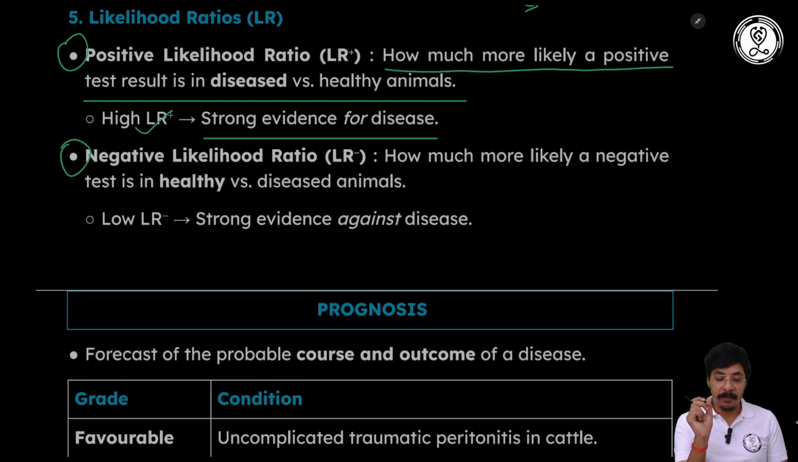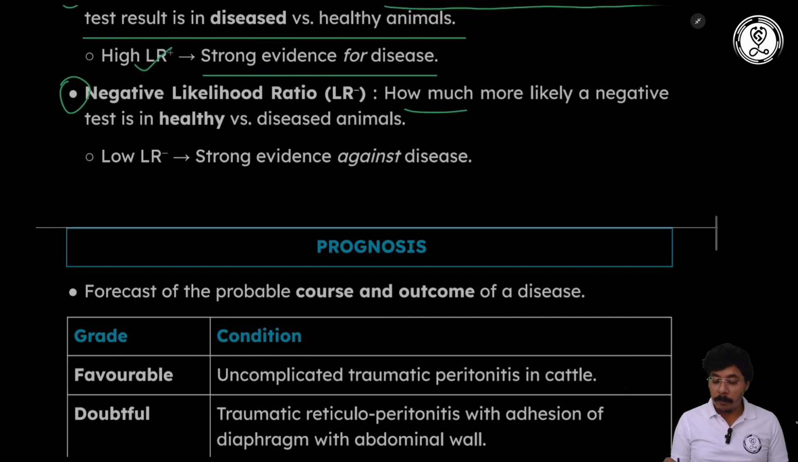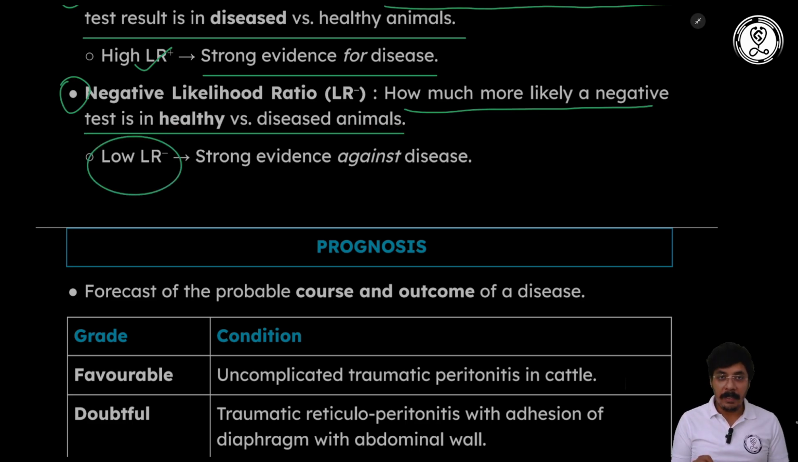In the case of the negative LR, it tells you how much more likely a negative test is in healthy versus diseased animals. A low negative LR means that the diagnostic test is giving you evidence against the presence of a disease. Okay, it means the disease is not present.